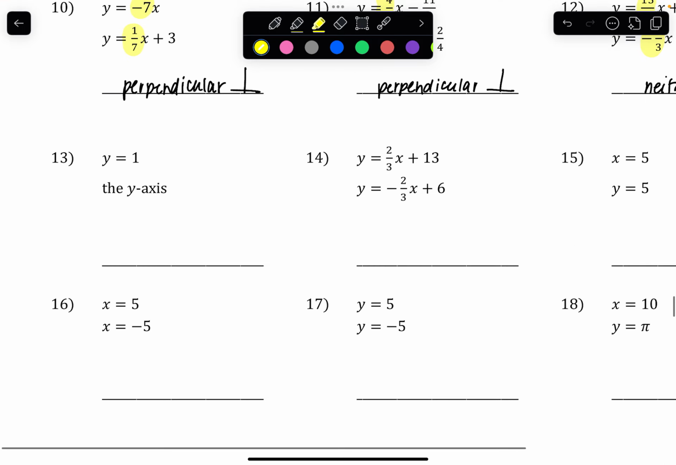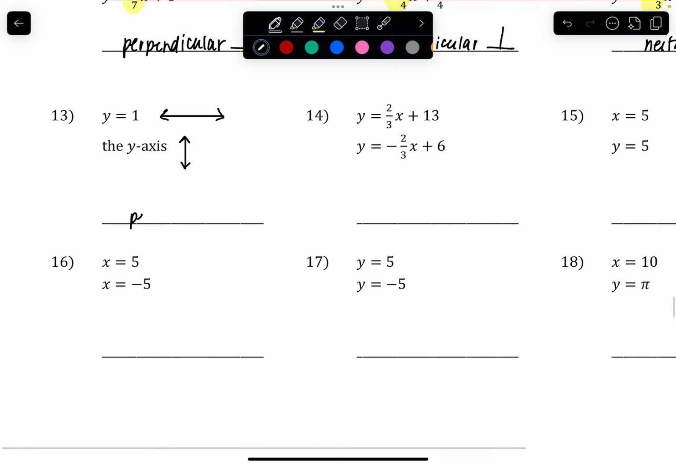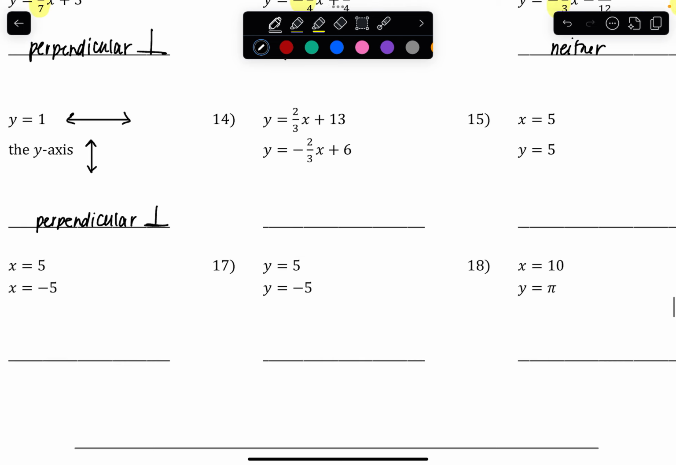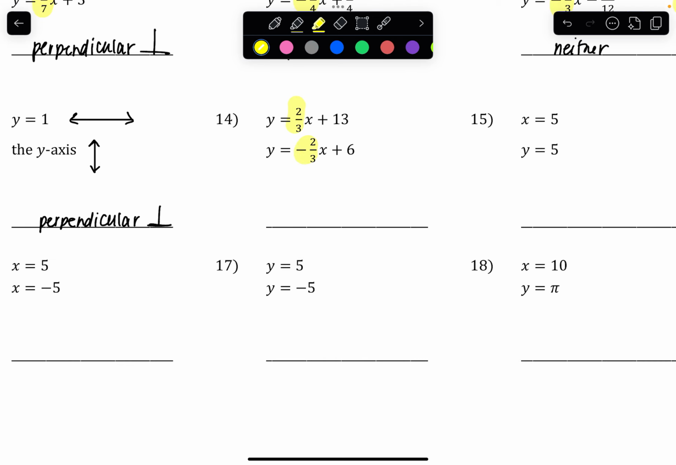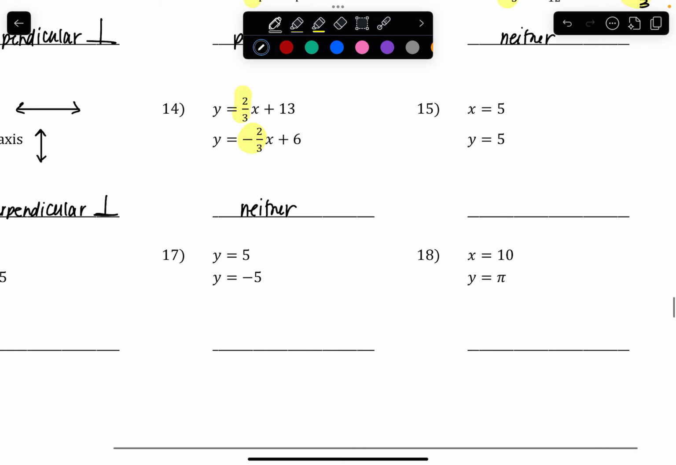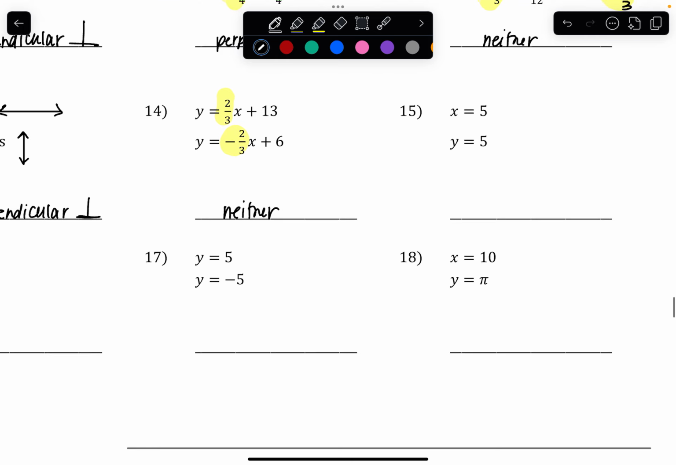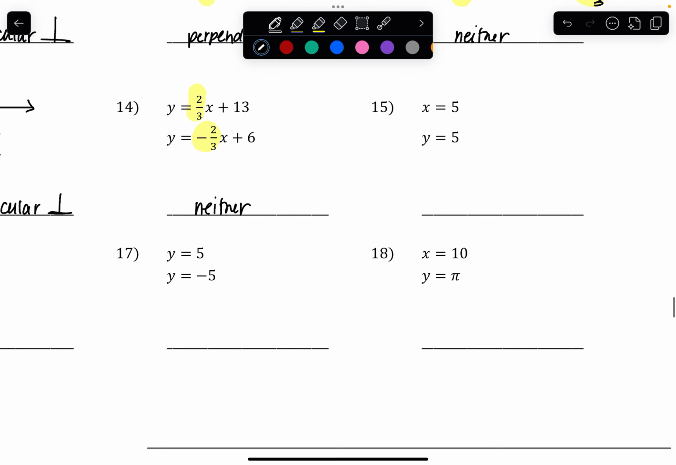Y equals 1. Let's picture what that would look like. That is our horizontal line, HOI. And then the y-axis we know is our vertical axis. So a vertical and a horizontal line are going to be perpendicular. Here we have 2/3 and -2/3. They're not reciprocals, so these are not parallel or perpendicular. They either have to be exactly the same or they have to be negative reciprocals, opposite reciprocals.